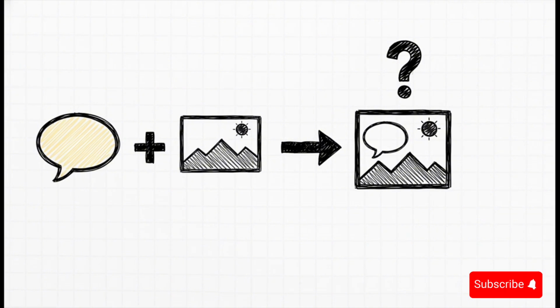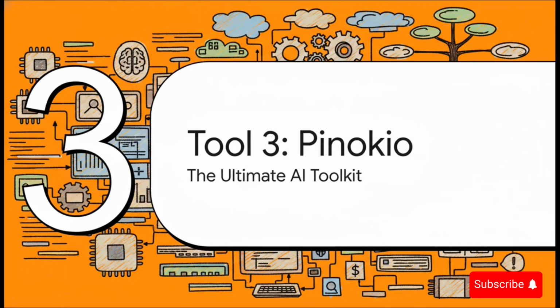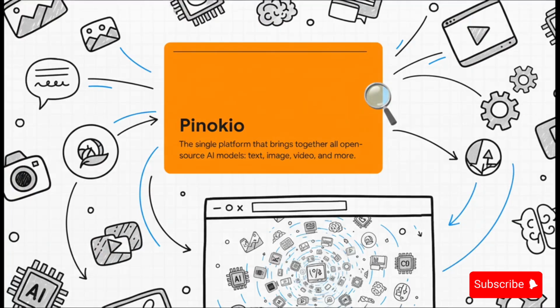Okay, so we've got an amazing tool for text and another one for images and video. But what if you could have it all in one place? What if there was a single platform that could handle literally any kind of AI model you threw at it? And that brings us to our final tool, the one our source called the father of them all. This is where everything we've just talked about comes together into one single, incredibly powerful platform. This is Pinokio, and honestly, it's more than just a tool, it's a whole ecosystem.